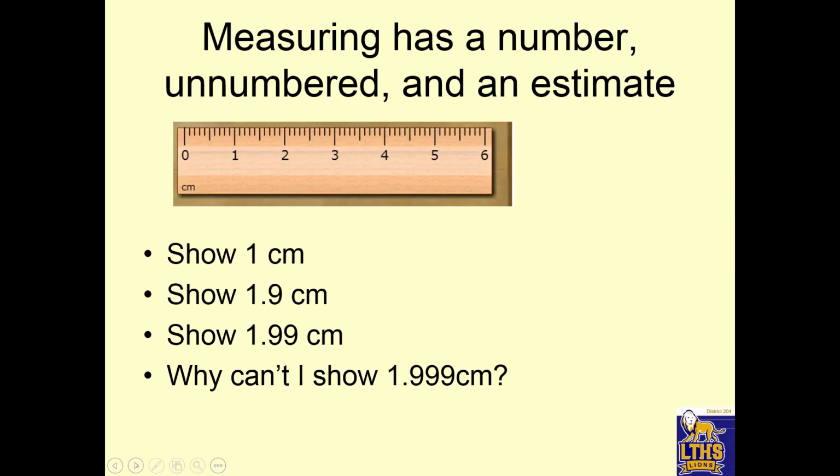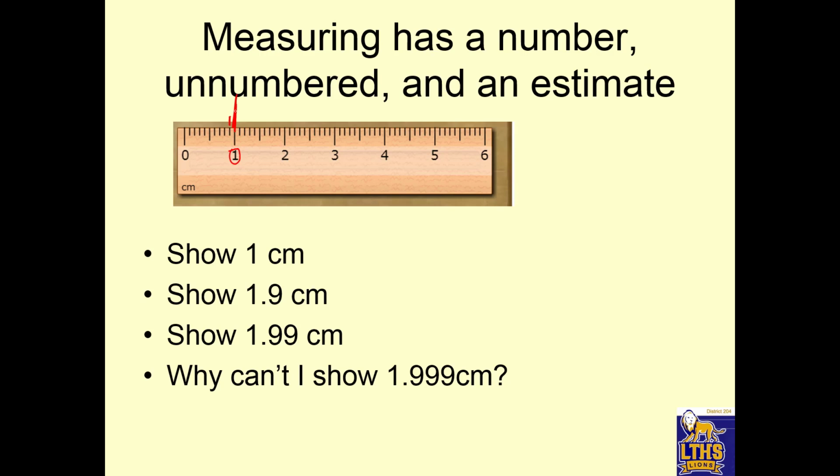All right. Measuring has a number, an unnumbered, and an estimate. So what that means is you see on this ruler, we have a numbered part, an unnumbered part, a line. And then we have an estimate. So you can see there's a space in between there. So we can do one more better than that. Okay. Show 1 centimeter.